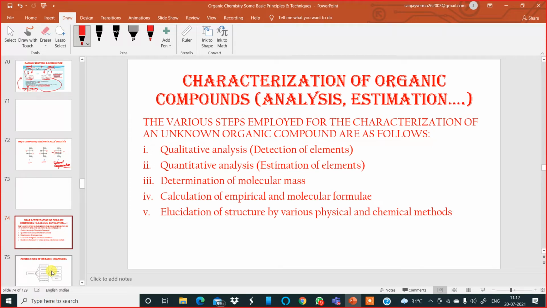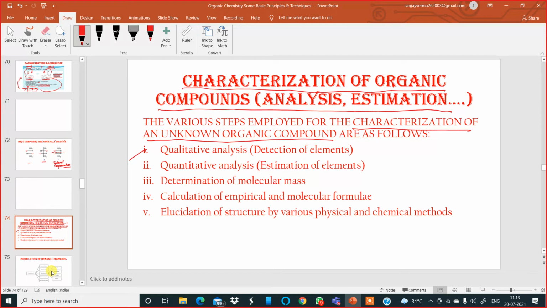Moving further to the next part of this chapter, which is called characterization of organic compounds: analysis, estimation, and identification, and working out the molecular and chemical formula of an organic compound. This is the most important part of organic chemistry in class 11. Now, whenever you are given an unknown organic compound, you have to subject that compound to various steps, which are given below.